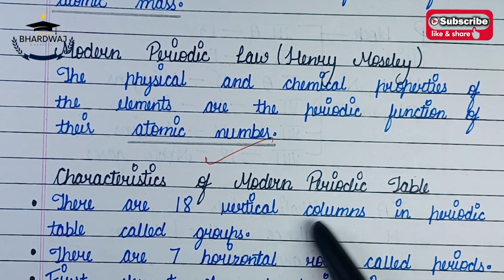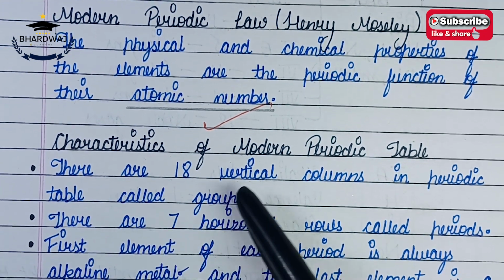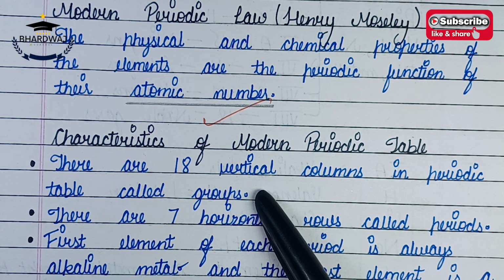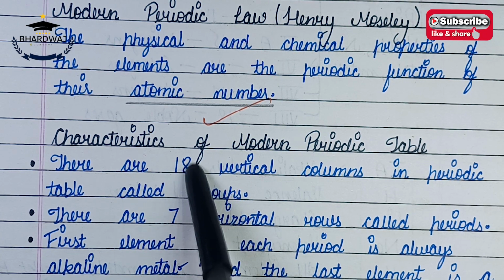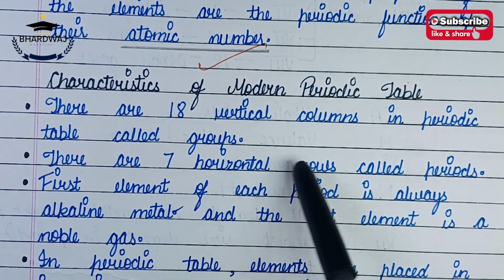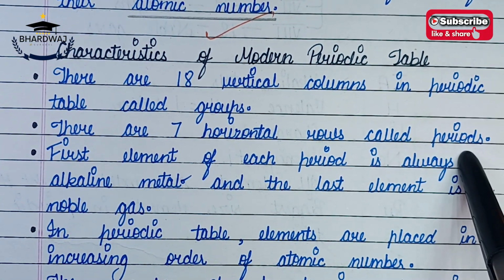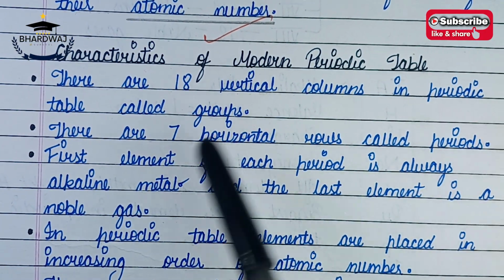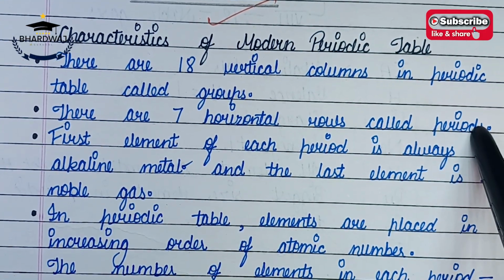There are 18 vertical columns in the periodic table called groups. So the vertical columns which are provided in the periodic table are called groups and they are 18 in number. There are 7 horizontal rows called periods. So there are 7 horizontal rows, they are 7 in number and they are called periods.